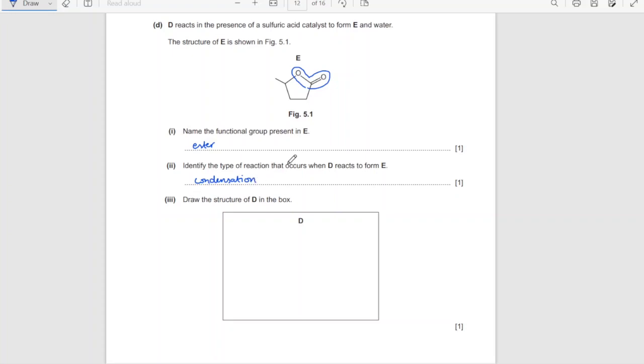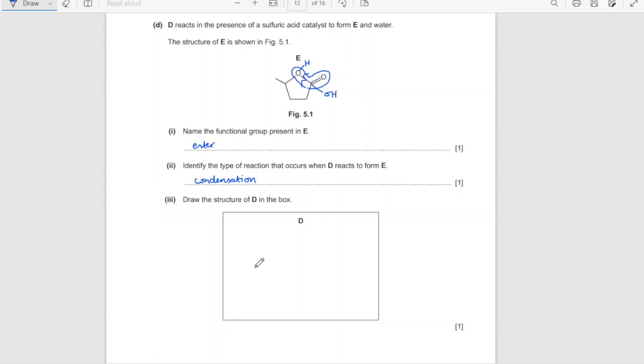Now it says we need to draw the structure of D. Now the thing is, we're going to be working backwards. We're going to break the C single bond O over here. All right. And the oxygen is going to be bonded to an H to make the alcohol group. The C double bond O will be bonded to an OH to make the carboxylic acid.